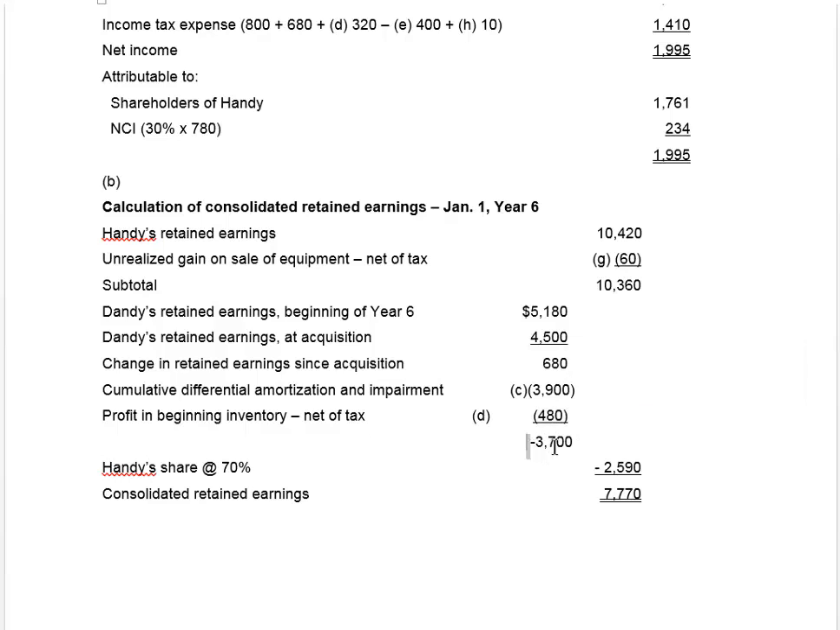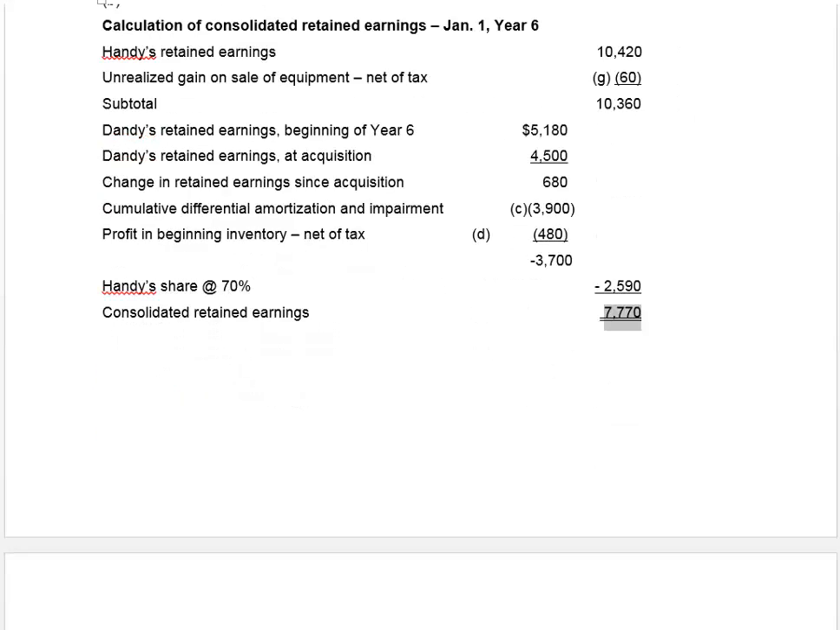So we get negative $3,700 at 70%. So our share of that negative retained earnings post-acquisition adjusted amount is $2,590. So that's going to give us consolidated retained earnings to open year 6 of $7,770.